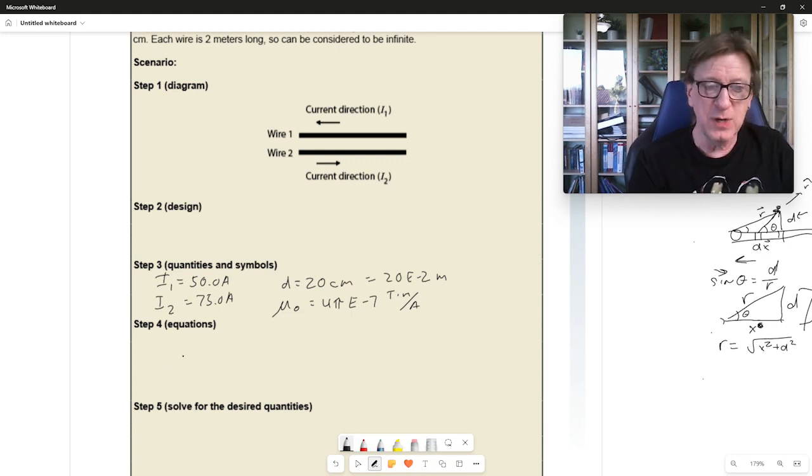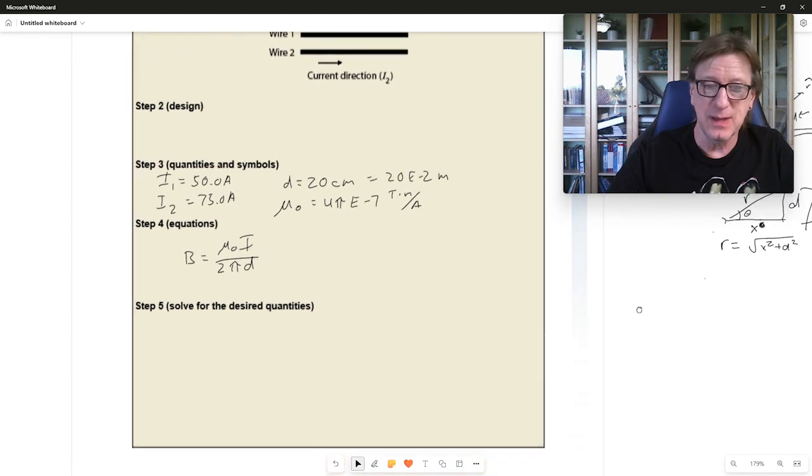Our equation is, of course, the Biot-Savart result. It's not technically the Biot-Savart law, though you'll hear people refer to it as that. This is the result of the Biot-Savart law for an infinitely long current-carrying wire, and that's the expression that we just derived: mu0 I over 2 pi d. At this point, it's pretty straightforward. You shouldn't have any real trouble just plugging in numbers and getting an answer.